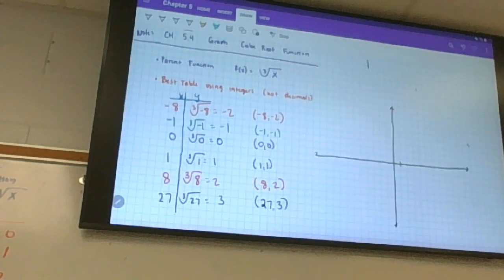So 1, 2, 3, 4, 5. That's a fail. 1, 2, 3, 4, 5, 6, 7, 8, 9, 10 on the x-axis. 1, 2, 3, 4, 5, 6, 7, 8, 9, -10 on the y-axis.